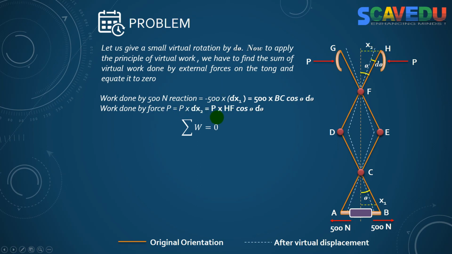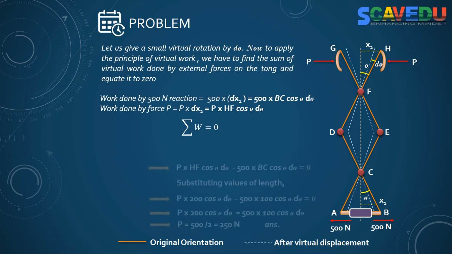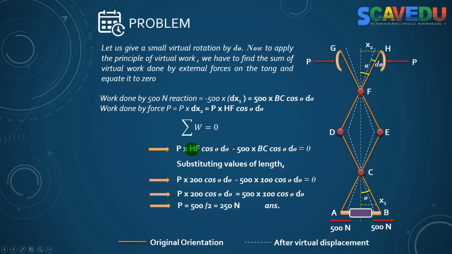Now we already found out dx1 and dx2 from the previous slide, and if I substitute these values here, P into HF cos theta d theta minus 500 BC cos theta d theta shall be equal to 0. So substituting the values of length, which are already given in the question, we get P into 200 cos theta d theta minus 500 into 100 cos theta d theta equal to 0. You can solve this equation to find that P is 250 Newton. So you can apply a force P of 250 Newton so that you will get 500 Newton here.